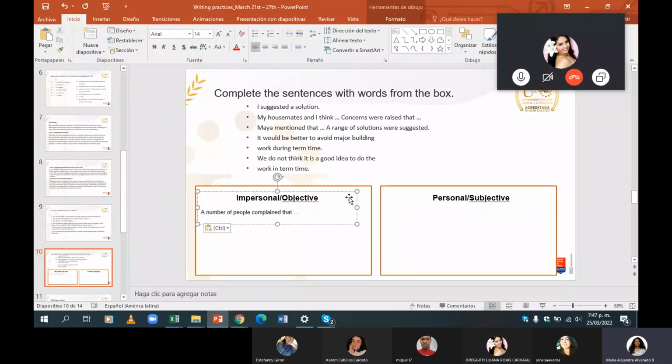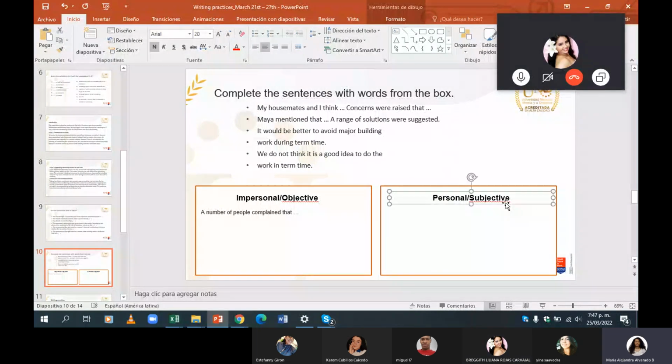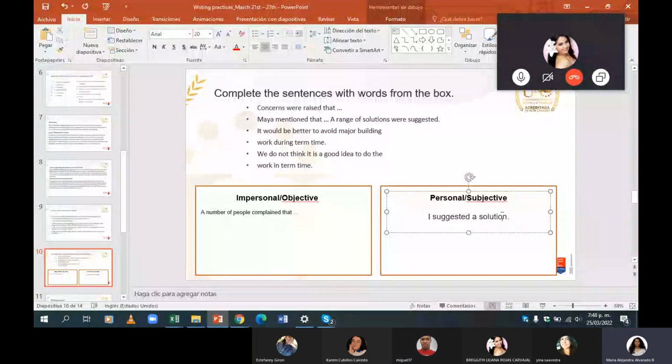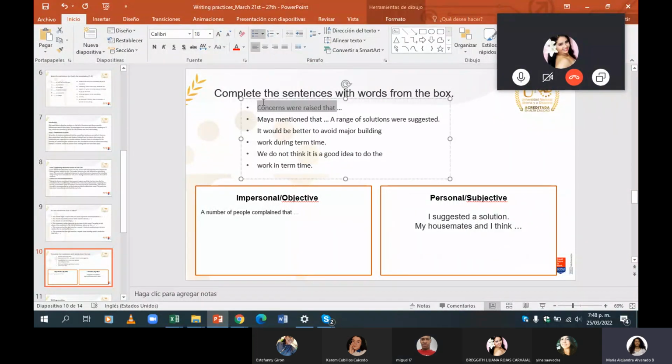The second is personal. I suggest a solution. The third is personal subjective. And here we have two. Here, my housemate and I think, is that personal or impersonal? Personal. That's personal. And I think in this case, impersonal objective.